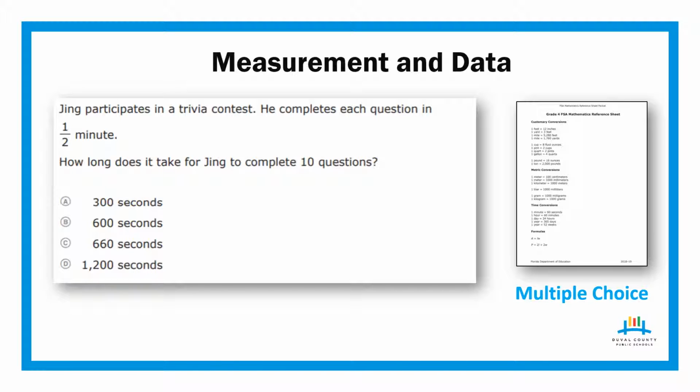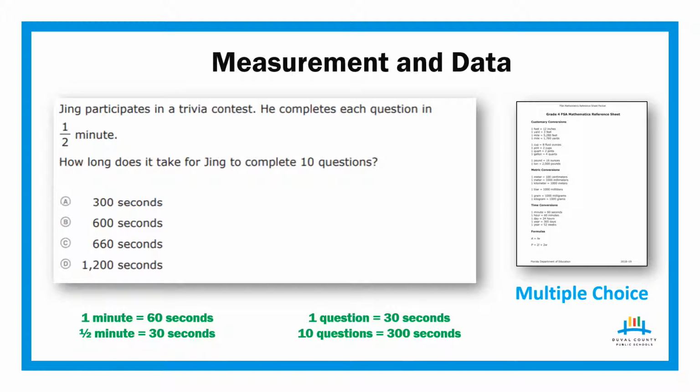Well, according to my reference sheet, I know that 1 minute is equal to 60 seconds. So a half minute would be equal to 30 seconds. In the story, it said Jing completes each question in a half minute. So one question would take 30 seconds. If Jing needs to complete 10 questions, it would take 300 seconds. So Jing took 300 seconds to complete 10 questions.